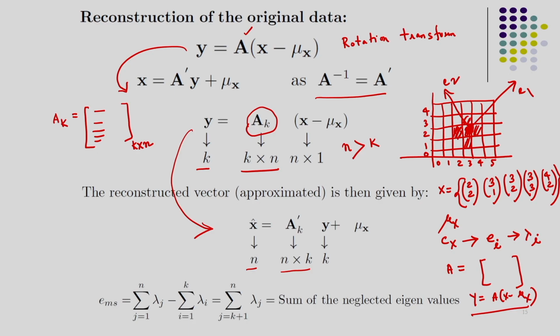Now in this case, I can determine the mean square error because the perfect reconstruction is not possible. So what will be the mean square error? You can see here, the first term is lambda j, where j is equal to 1 to n. That means I am considering all the eigenvalues, minus the sum for i is equal to 1 to k of lambda i. That means I am considering only k number of eigenvalues. If I subtract these two, I get the sum for j is equal to k plus 1 up to n of lambda j. That is nothing but the sum of the neglected eigenvalues. So the mean square error depends on the sum of the neglected eigenvalues.